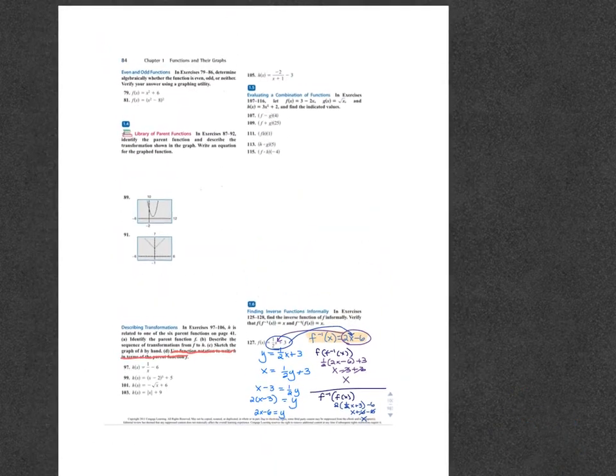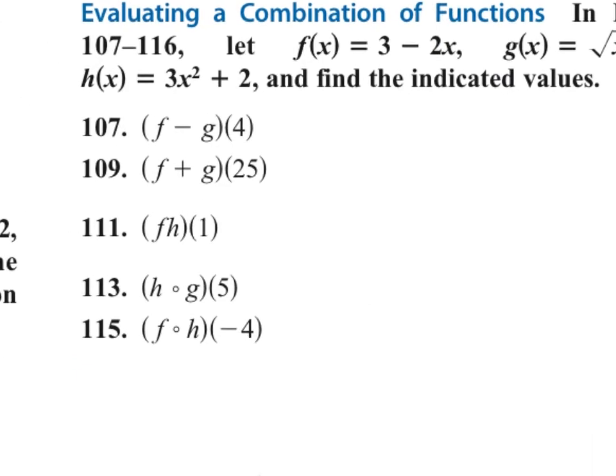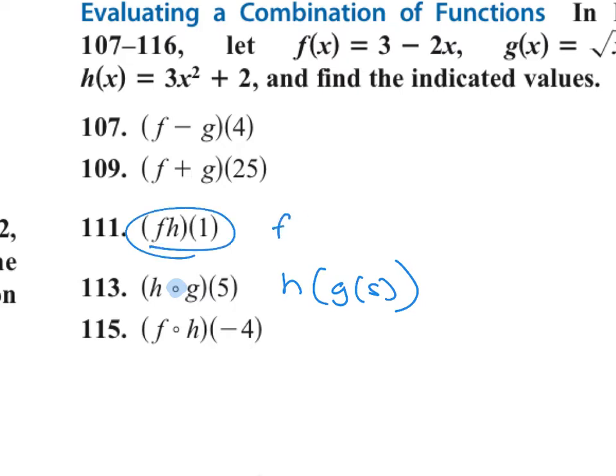Okay, then came evaluating the combination of functions. This is your f of g of whatever, or f minus g, f plus g, f times g. Remember that the open dot is different than multiplication. This means take the 5, plug it into the g, and then take that answer and plug it into the h. Whereas this means find f of 1 and then times it by h, not g, h of 1.